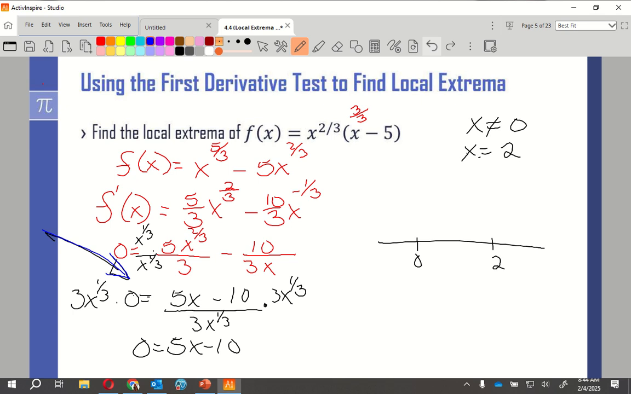So over here on the left, at -1, I had positive. Let's do another one at +1. Cube root of +1 is 1. Times 3 is 3. So 5 times 1 is 5. Minus 10, -5. So I have negative over a positive, which is a negative.